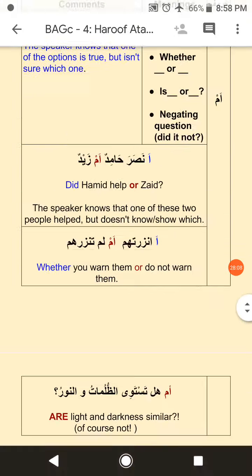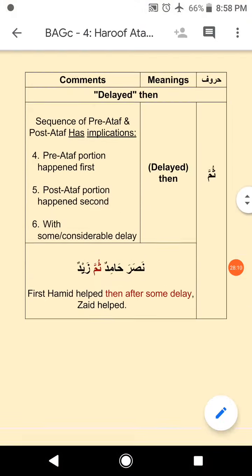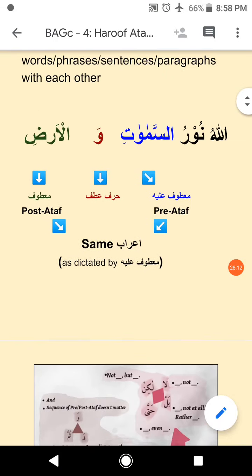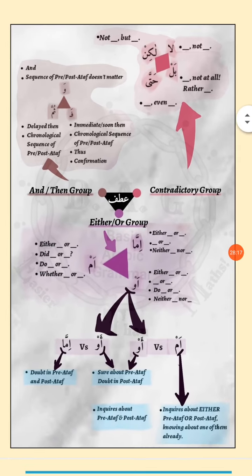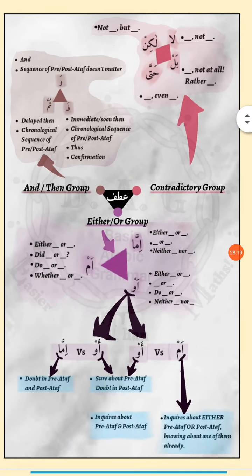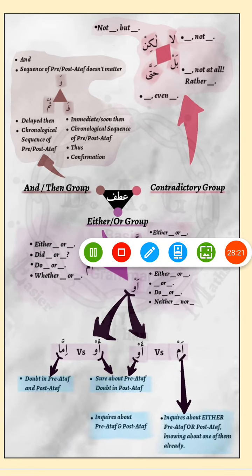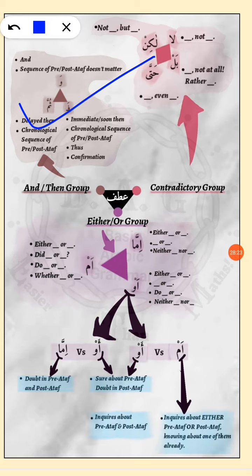So these were our huruf ataf. I hope that they are clear to you, inshallah. And of course, if you need more clarification on any part, just let me know and I'll try to make it simpler. Now we are done with this, aren't we?